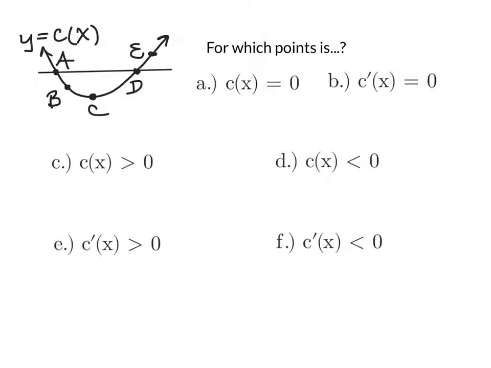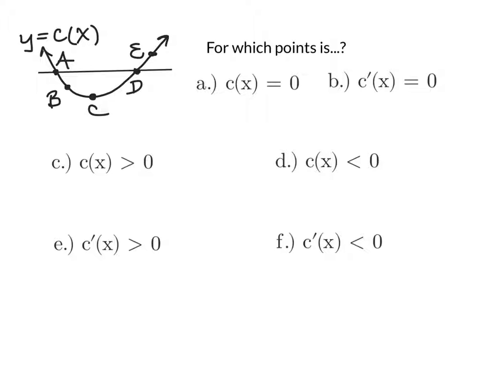This problem tends to seem confusing at first because of the way that it's written. However, it's a great problem to get at whether or not you understand the difference between a functional value and the derivative. In the graph, I have a graph of a function y equals c of x and 5 different points identified there as well, points A, B, C, and D.